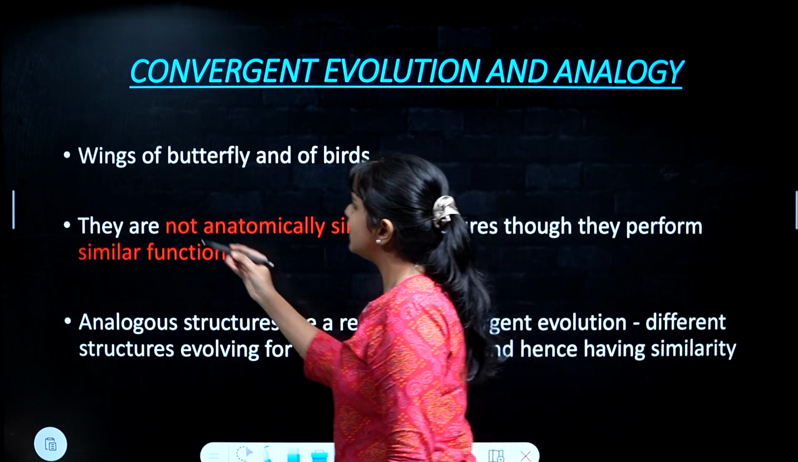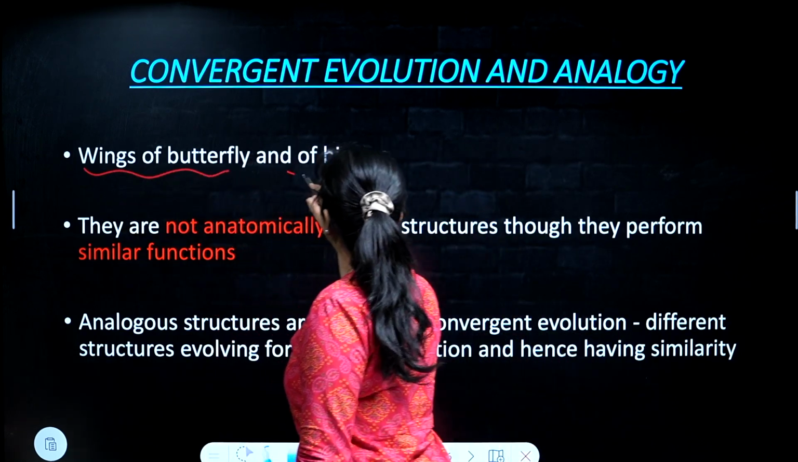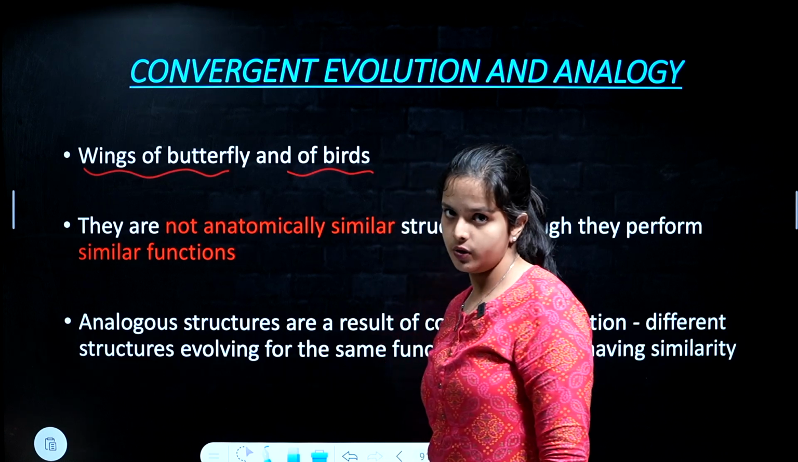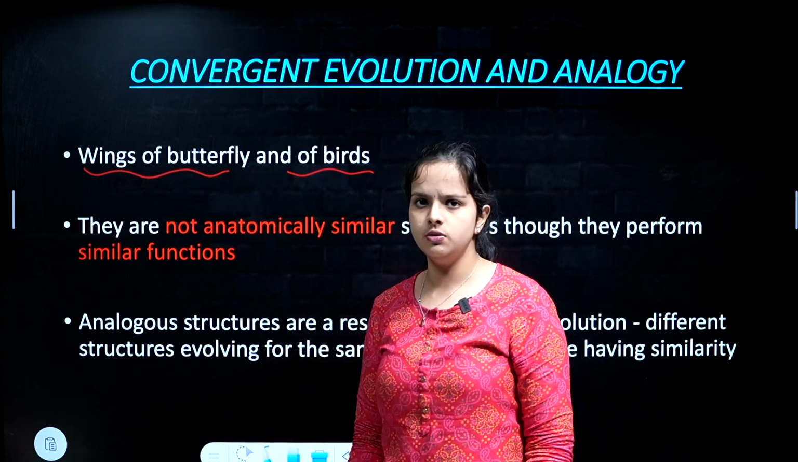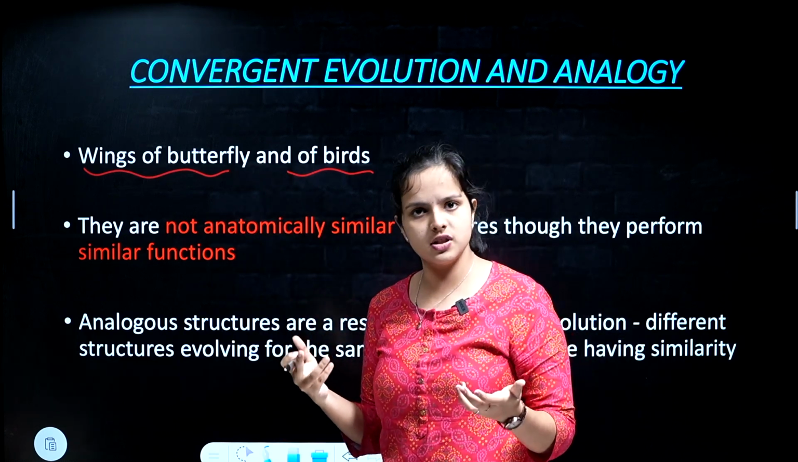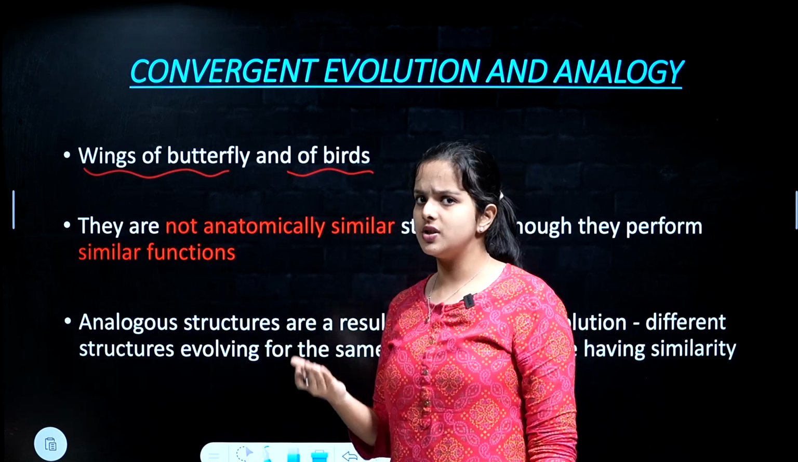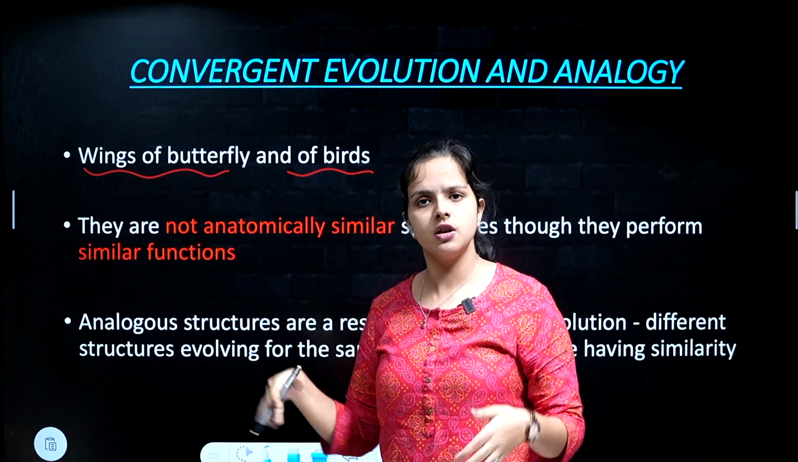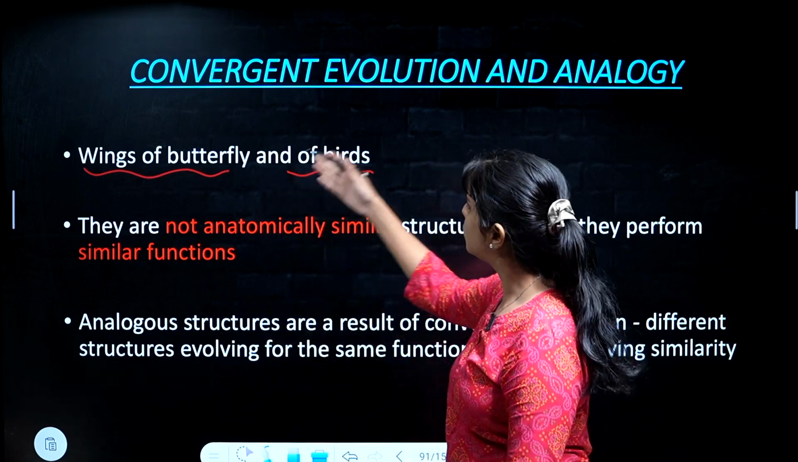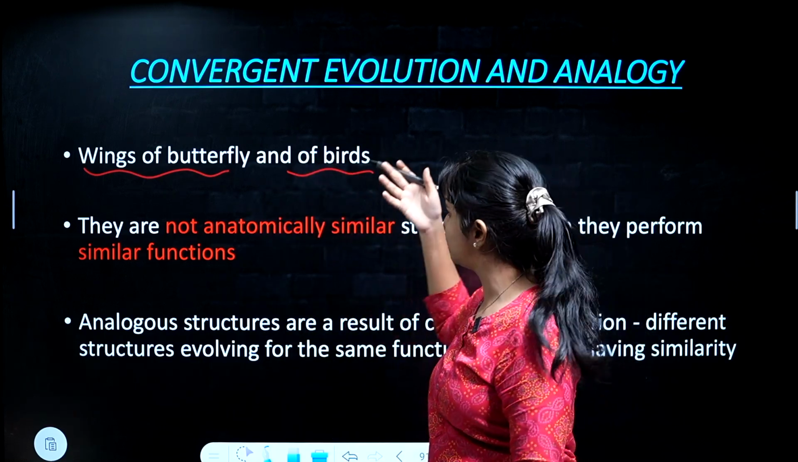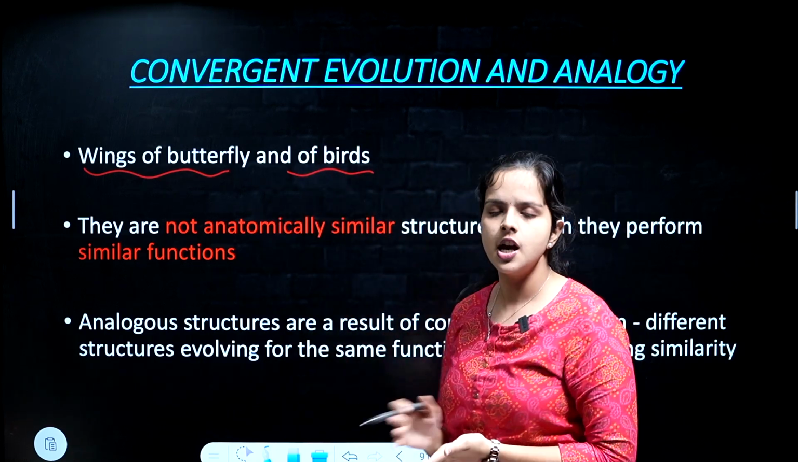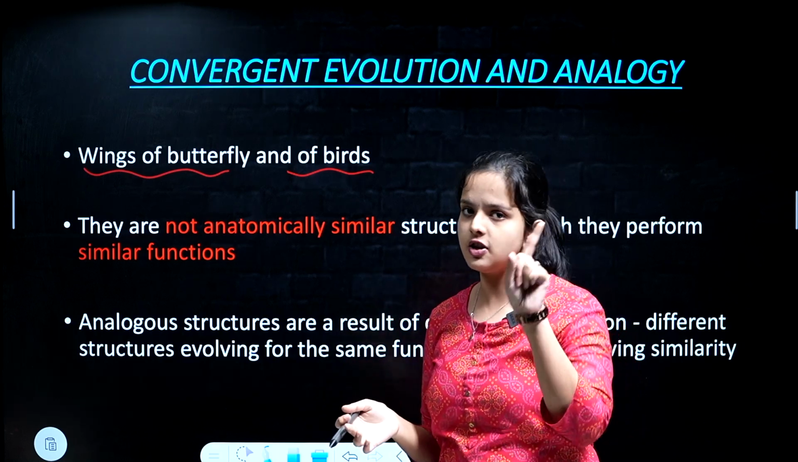If you look at the wings of a butterfly and the wings of a bird, what does a butterfly use its wings for? For flying. What does a bird use its wings for? For flying. So both of these animals, butterfly and birds, use their wings for flying. So their function is the same.